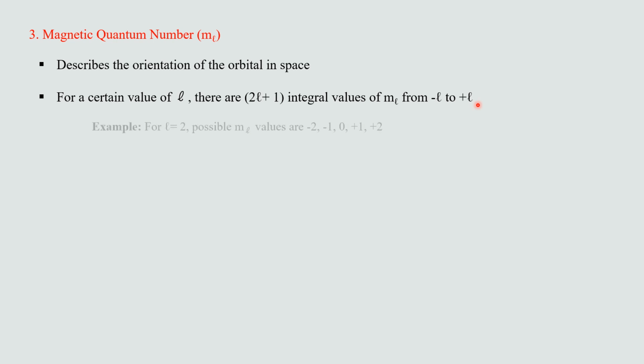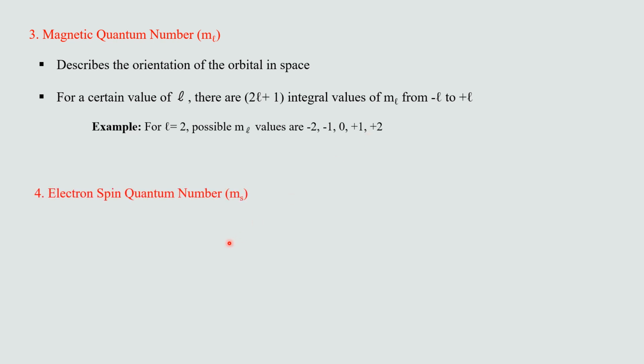Let's take an example. l is equal to 2, you can remember it is for d orbitals. What are the possible ml values? The possible ml values are from minus l to plus l. So minus 2, minus 1, 0, plus 1, plus 2. So minus l to plus l.